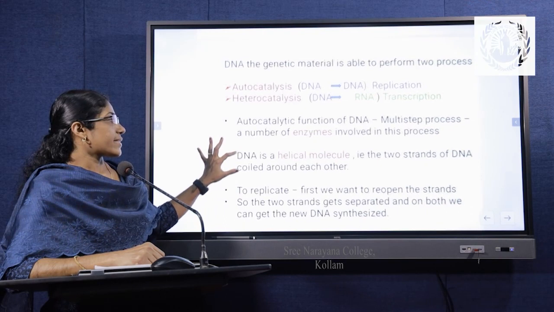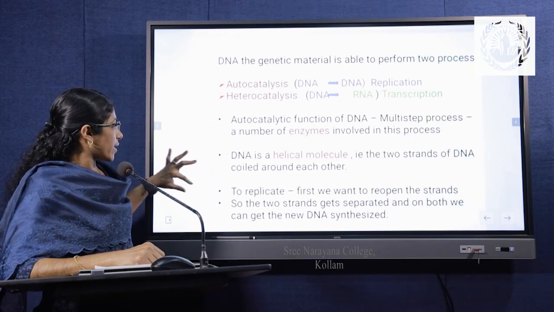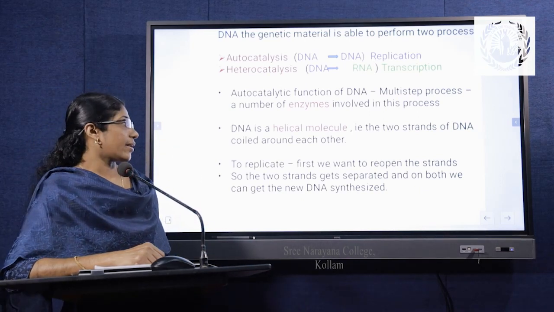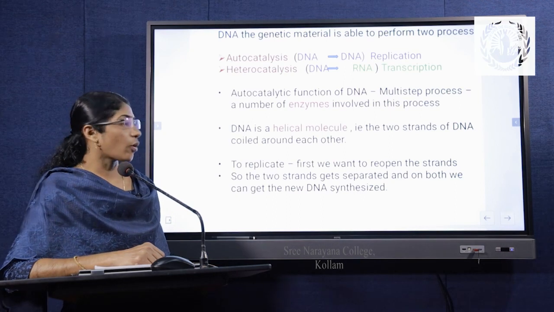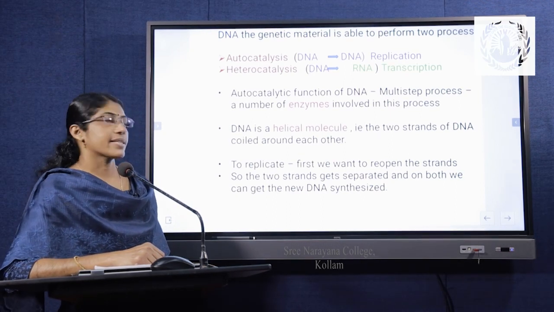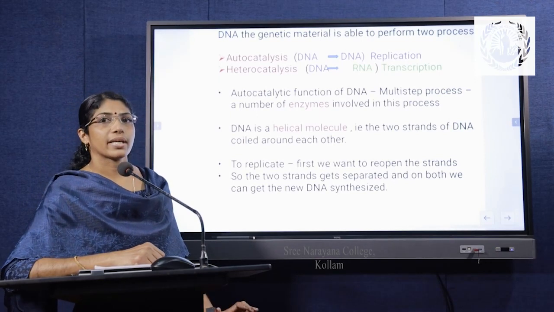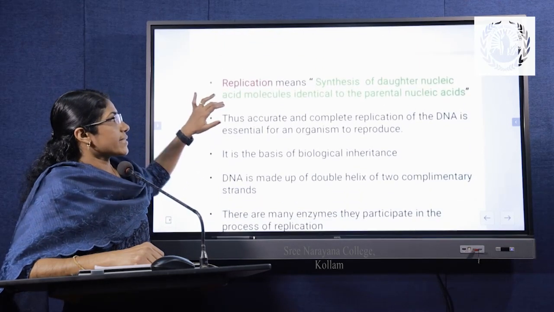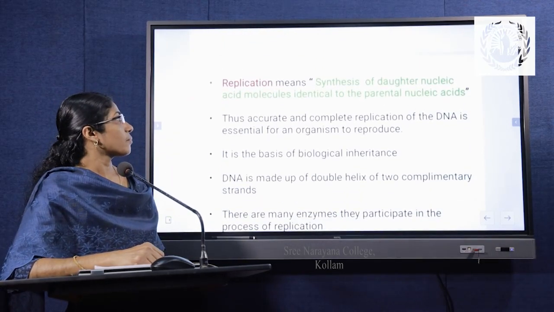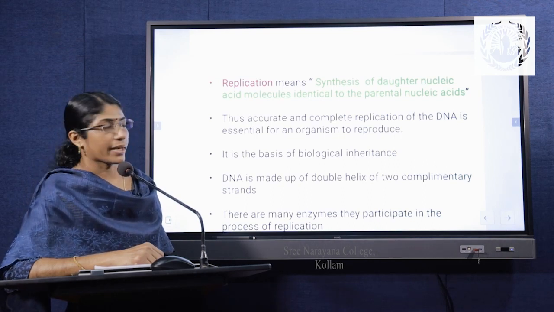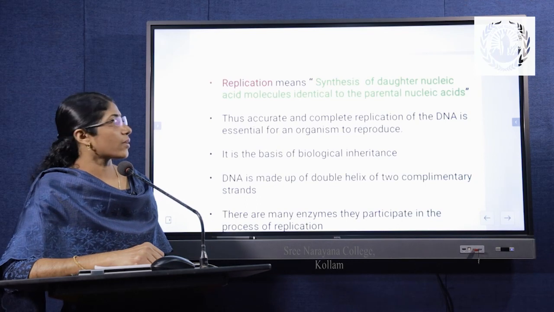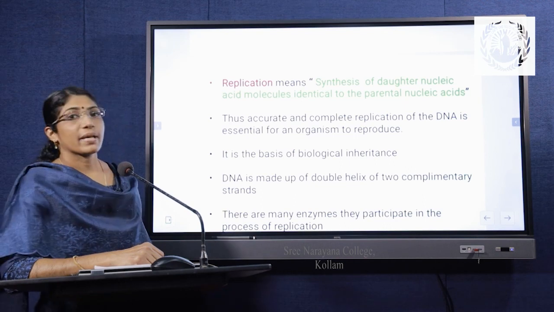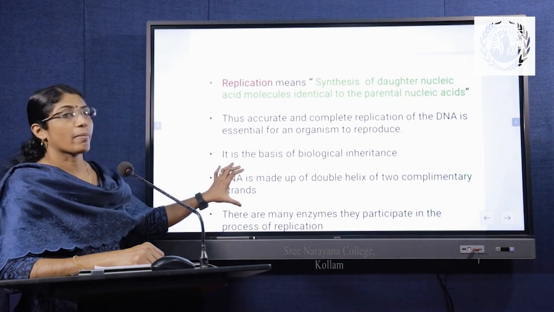We know DNA is a helical molecule, that is, the two strands of DNA are coiled around each other. So, if you want to replicate the DNA molecule, first we want to reopen the strands. The two strands get separated and on both we can get the new DNA synthesized. Replication means the synthesis of daughter nucleic acid molecules identical to the parental nucleic acids. This accurate and complete replication of the DNA is essential for an organism to reproduce. It is a basic biological phenomenon, the basis of biological inheritance.